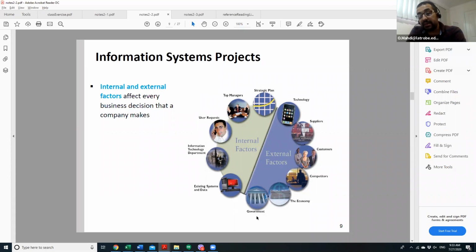These factors may affect business decisions. Let's say, for example, you came up with a new idea, a totally new information system, but actually the existing technology is not enough to develop this information system. So this is actually one of the external factors that affect the business decision.